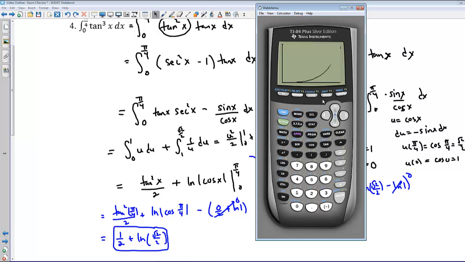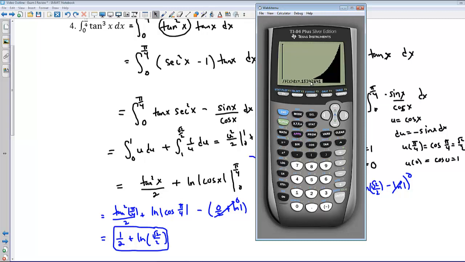So there's my graph. And then what I can do is hit second trace and go down to number 7, which is the integral button. And it'll evaluate this definite integral. So my lower limit was 0. And my upper limit was pi over 4. So pi divided by 4. Hit enter. And I'll shade in the region that I'm computing and return this answer, 0.15342641. And it goes on forever and ever, right?